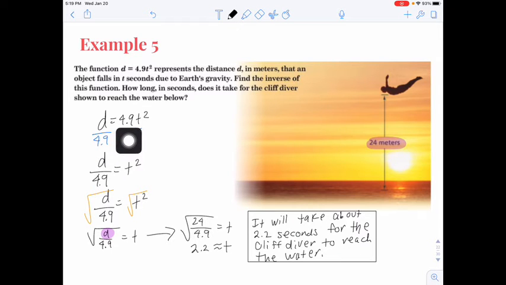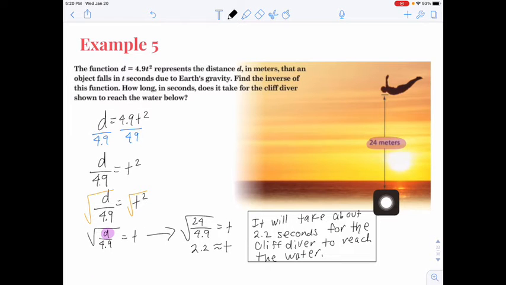d equals 4.9 t squared. Just like we did in previous lessons, we want to isolate this t. So we're going to start by dividing both sides by 4.9. 4.9 over 4.9 becomes 1, so we're left with just t squared, and on the left we have d divided by 4.9. To undo the square, we're going to square root both sides. Normally you would have a plus or a minus on the opposite side. However, we're talking about time, and we're not going to use negative time, so we're only going to look at the principal root. This leaves us with t equals the square root of d divided by 4.9.